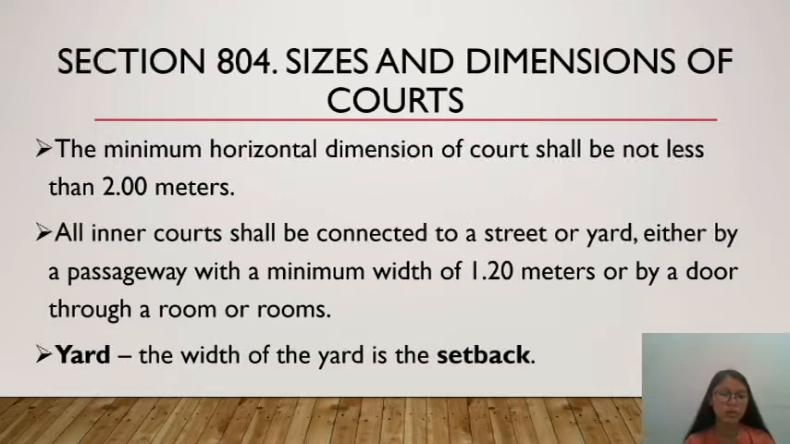All inner courts shall be connected to a street or yard, either by a passageway with a minimum width of 1.20 meters or by a door through a room or rooms. For the yard, the required open space left between the outermost face of the building or structure and the property lines. The width of the yard is the setback. When we say setback, it means the required separation between a lot line.